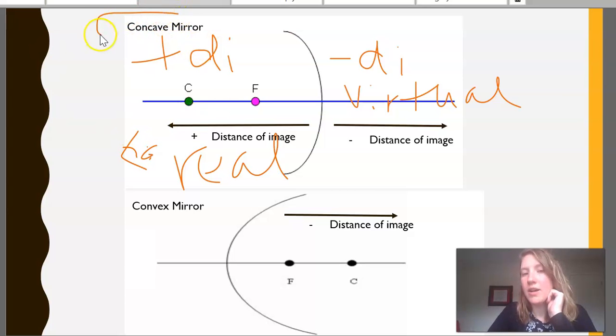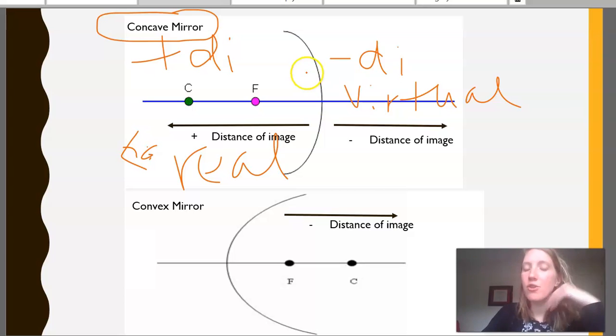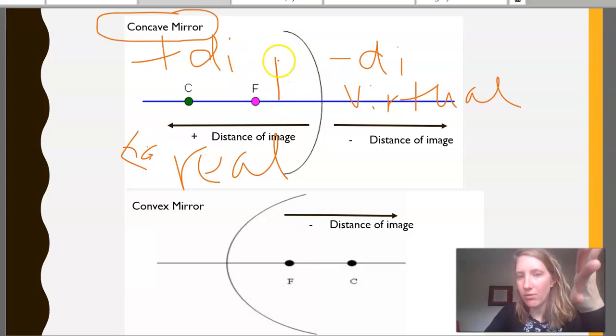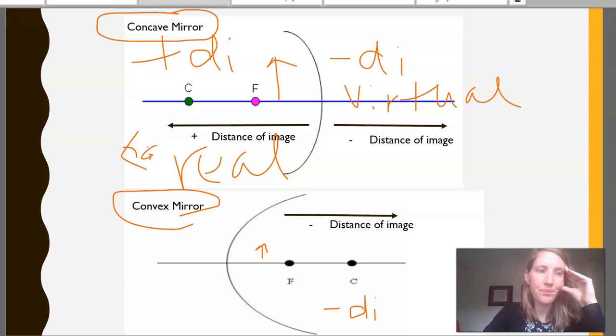Again, for concave mirrors, that's what matters, because concave mirrors are the ones that can create real and virtual images. They can do it all. Remember, that's the makeup mirror. If you're a certain distance away from it, it will flip your image upside down and will actually create a real image. If you're closer to it and in front of it, like right here in front of F, then it will create a virtual image behind the mirror. Convex mirror will always, always, always create a negative DI. A negative DI that is behind the mirror, smaller, upright. Okay.